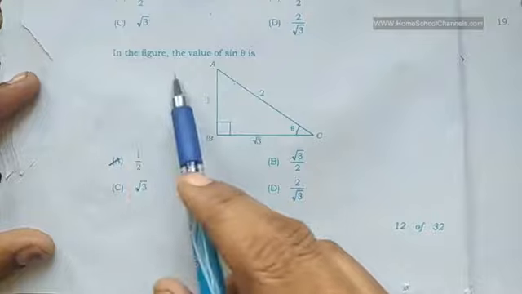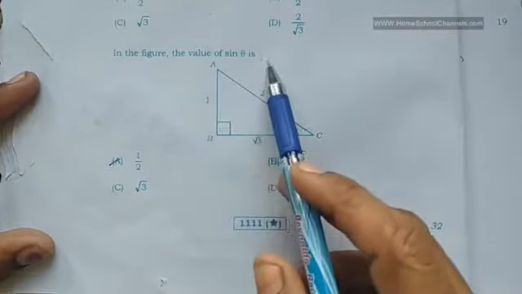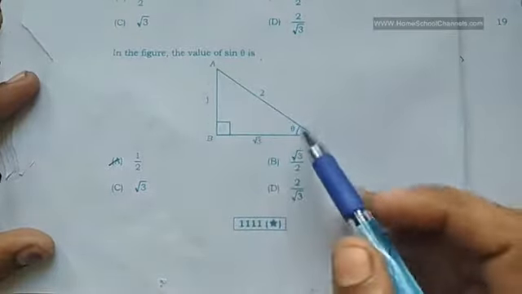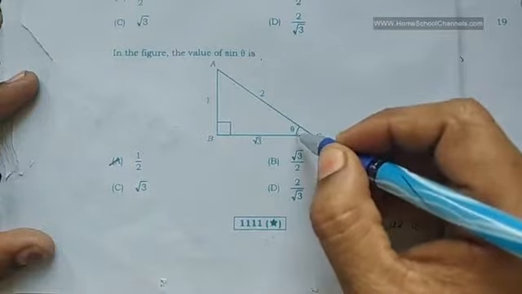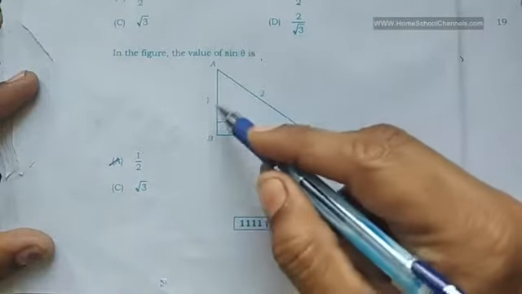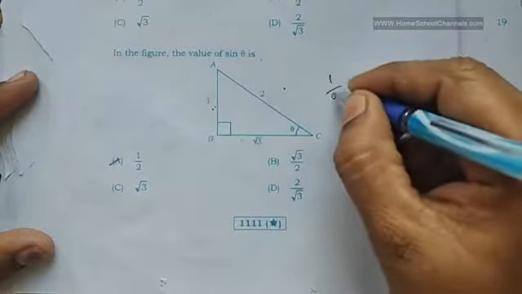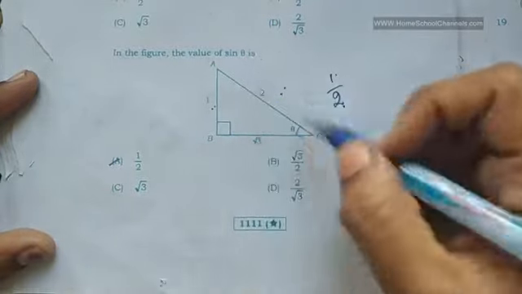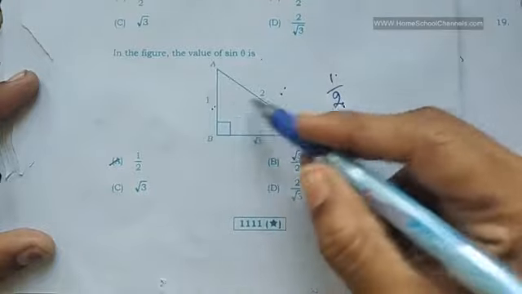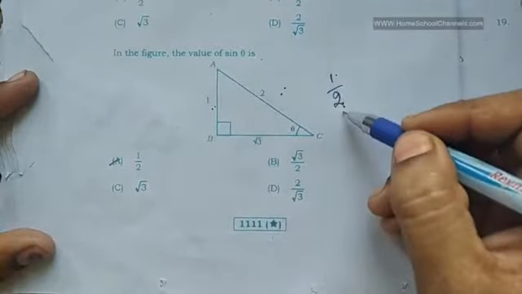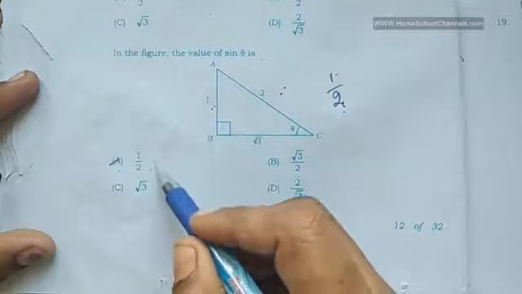16th one, in the figure, the value of sine theta is. You can see a right angle triangle. Sine theta is opposite by hypotenuse. Opposite is 1, 1 by hypotenuse 2. Sine theta means opposite by hypotenuse. So your answer is 1 by 2. Therefore your option A, 1 by 2 is the right answer.